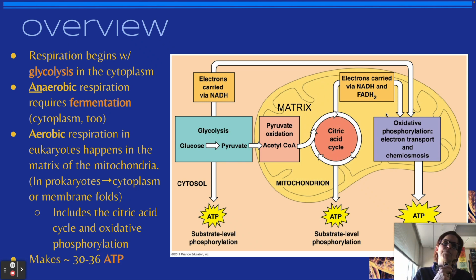Okay, so then the pyruvate gets transferred in. We remove a carbon dioxide and we have acetyl-CoA. It enters into the citric acid cycle. Electrons are carried via NADH and FADH2 to the electron transport chain and oxidative phosphorylation. We'll see that in just a second. If all those terms are terrifying you, don't worry. And hopefully we make about 30 to 36 ATP. It depends. In animals that have to heat themselves, we might make less ATP if we're releasing some of that energy as heat.